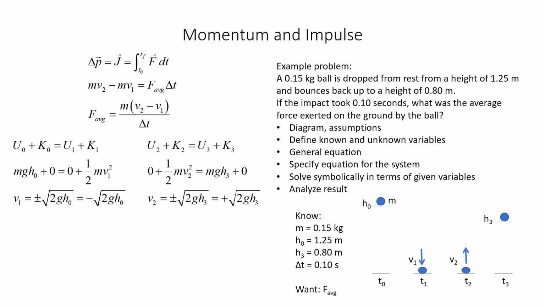The treatment for time 2 to time 3 is exactly the same. Initial potential plus initial kinetic equals final potential plus final kinetic. Here we have the initial kinetic energy is 1/2 mv2 squared, and at time 3, the potential energy is mgh3. The object is at rest, so it has kinetic energy of 0. Solving for v2, we get v2 equals a positive root 2gh3.